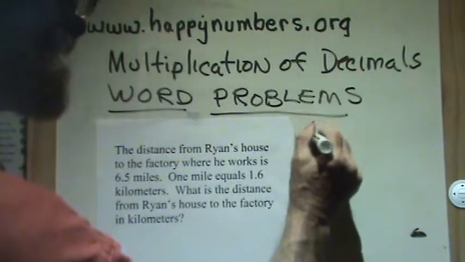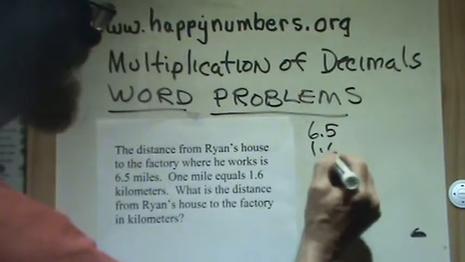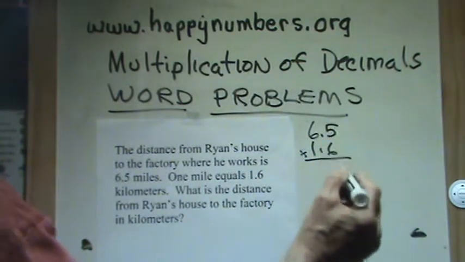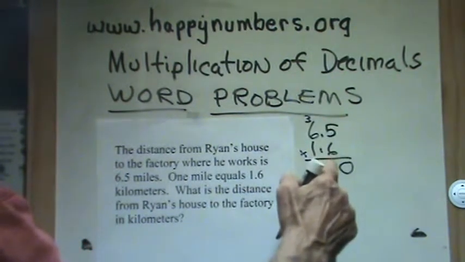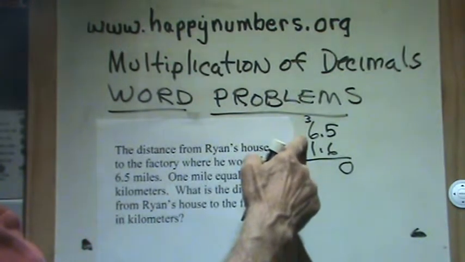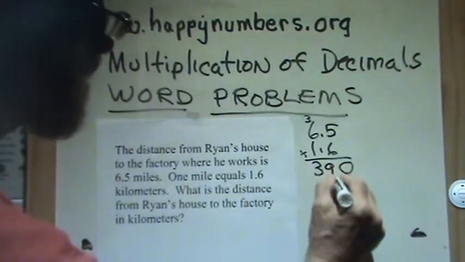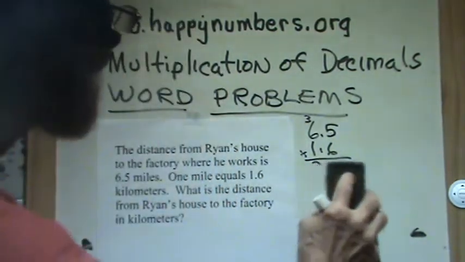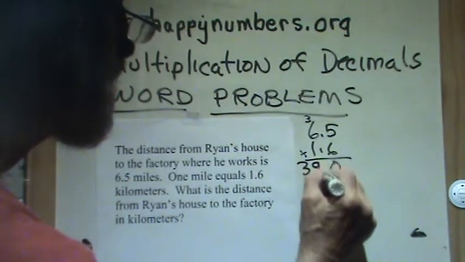So 6.5 miles and 1 kilometer is 1.6. Okay, so we have it in a form where we can do the multiplication. So let's multiply. 6 times 5 is 30. Put down the 0, carry the 3. 6 times 6 is 36. 37, 38, 39. Now over here, whoops, sorry. That's 0. 39.